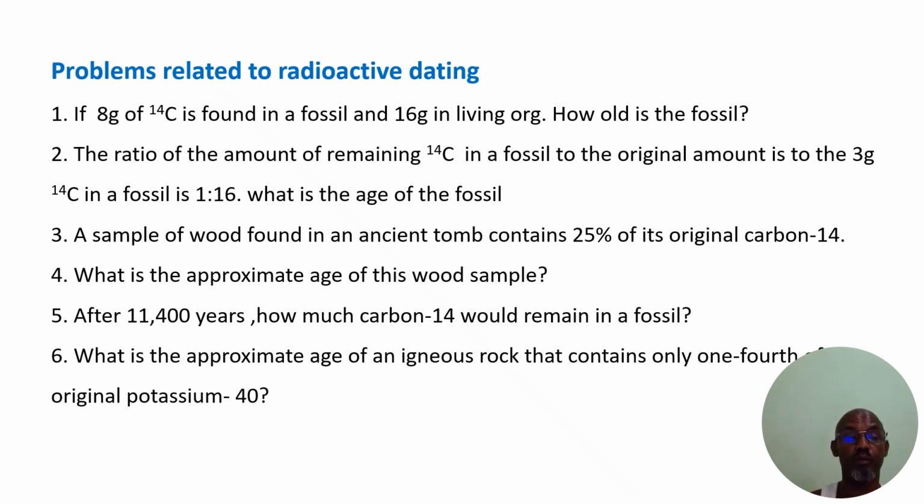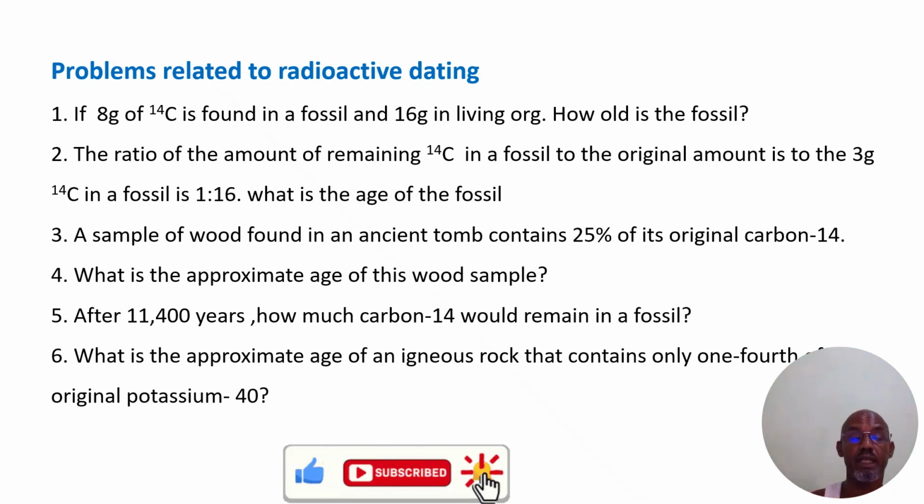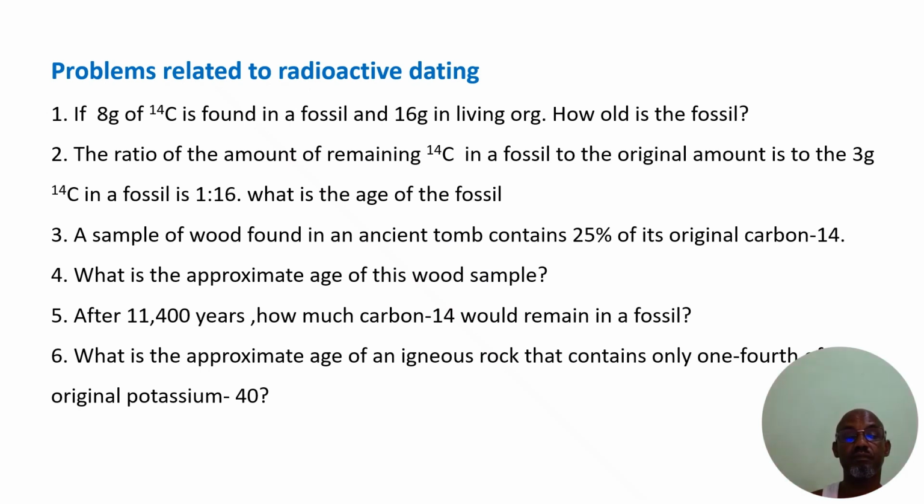If 8 gram of carbon-14 is found in a fossil and 16 gram in living organisms, you see, living organisms contain 16 gram carbon-14, whereas a fossil contains 8 gram. What does this mean? When compared to the living organisms, the fossil has lost 50%, half. 8 is half of 16, which means the fossil has undergone one half-life since its days. Carbon-14's half-life is 5,700. Therefore, the age of the rock is 5,700 years.